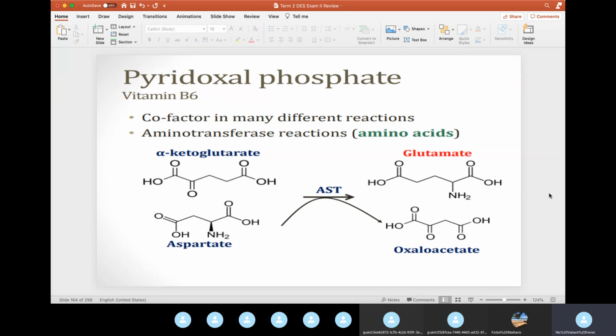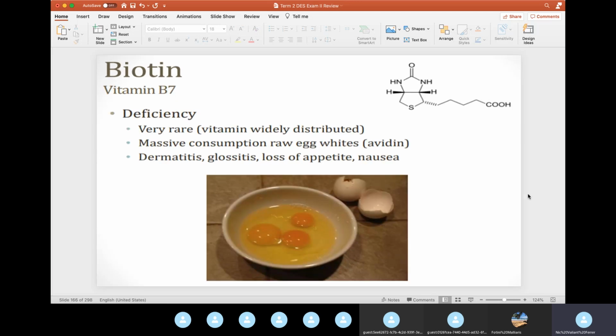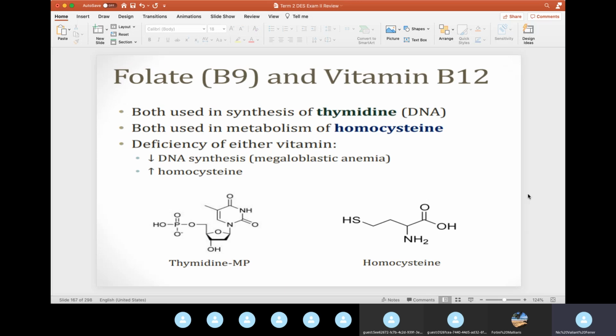B6, pyridoxine, your pyridoxal phosphate. This is a cofactor in many different reactions. Think about decarboxylases. They need B6. They are also used in aminotransferase reactions for amino acids, like AST. B7, biotin, for carboxylation enzymes. Anything that has carboxylase, think about B7. Think also about avidin in raw egg whites, which inhibits the absorption of biotin. There it is: dermatitis, glossitis, loss of appetite, nausea.